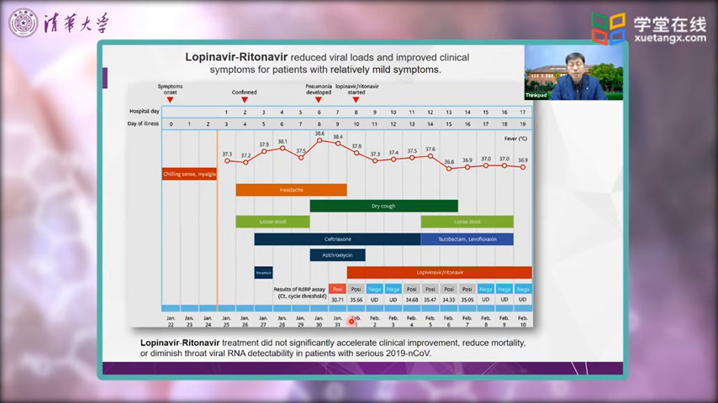Actually, it has been tested in a clinical trial. This table shows the combo use of these two compounds can greatly reduce viral loads and improve the clinical symptoms for patients with relatively mild symptoms. However, for patients with serious symptoms, the treatments cannot provide significant improvement.